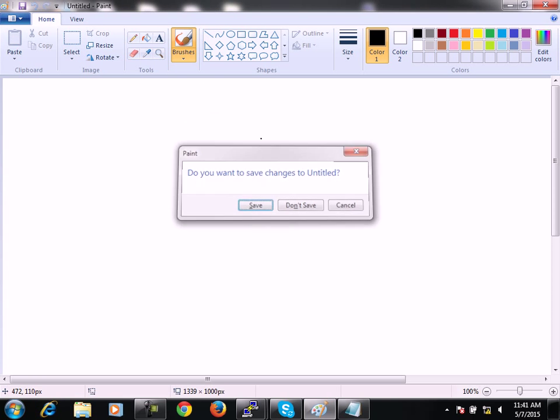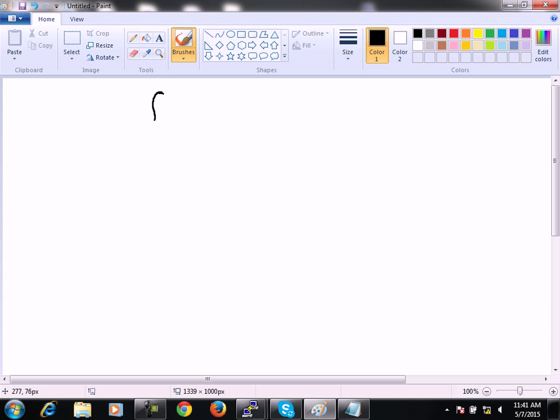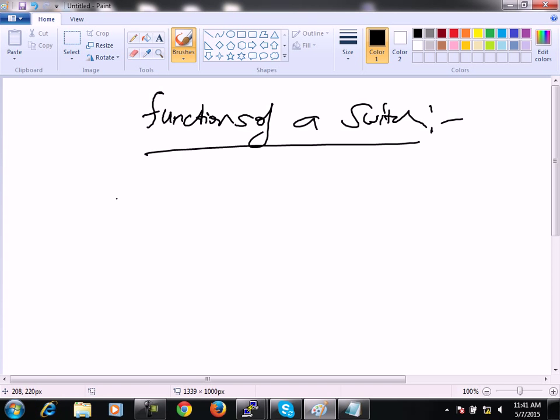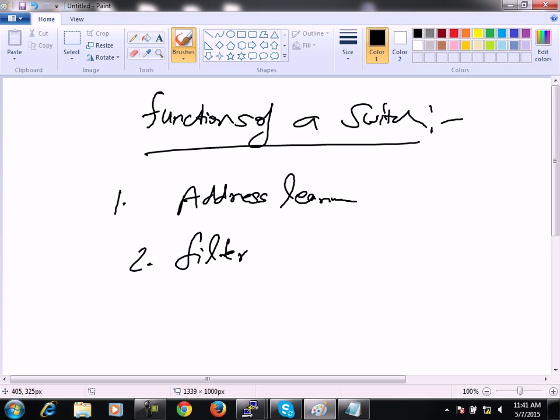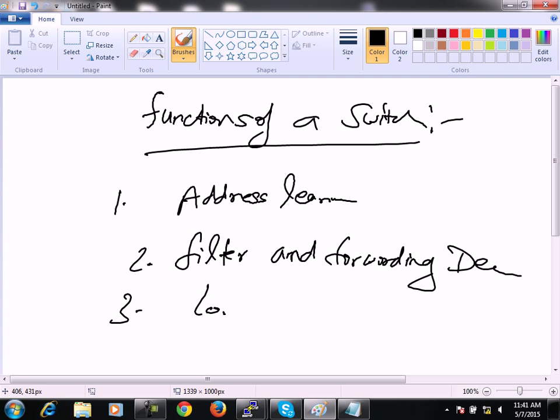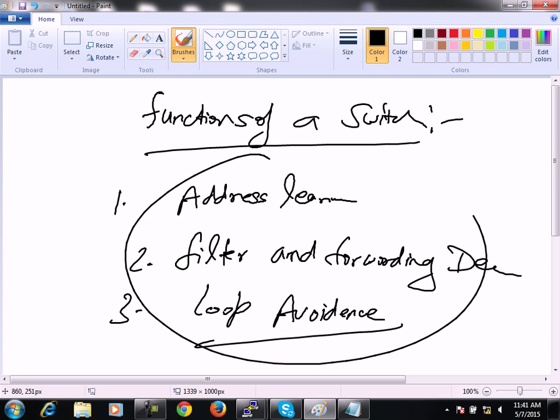Now, if we talk about the functions of a switch, what are the functions of a switch? First one is address learning. Second one is filter and forwarding decision. Third one is loop avoidance. So if we talk about the address learning procedure, what does it mean?